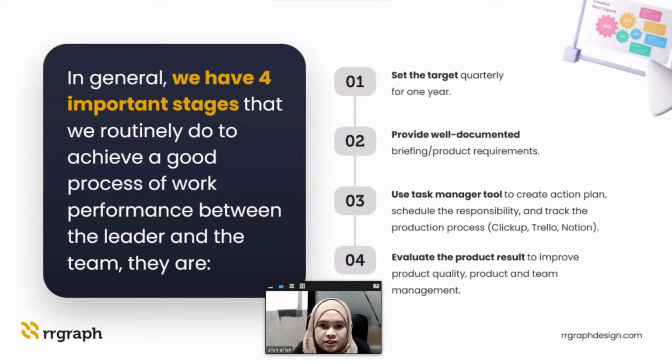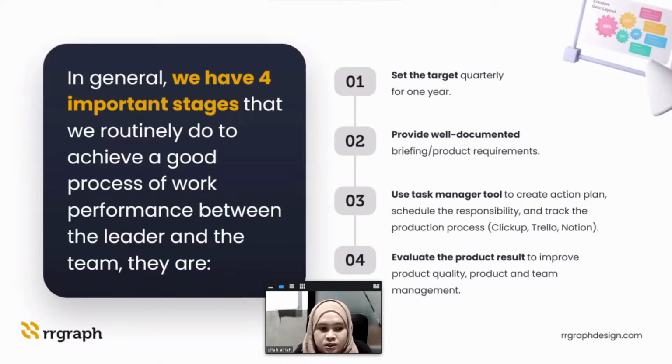Okay, and the third is, of course, to create an action plan and to make easy tracking of the production process and the scheduling of your team's responsibility. You can use task manager tools like ClickUp, Trello, or Notion. Okay, so there are so many task manager tools to help you schedule your responsibility, to track your progress, like that. And the last is, you can evaluate the product result.